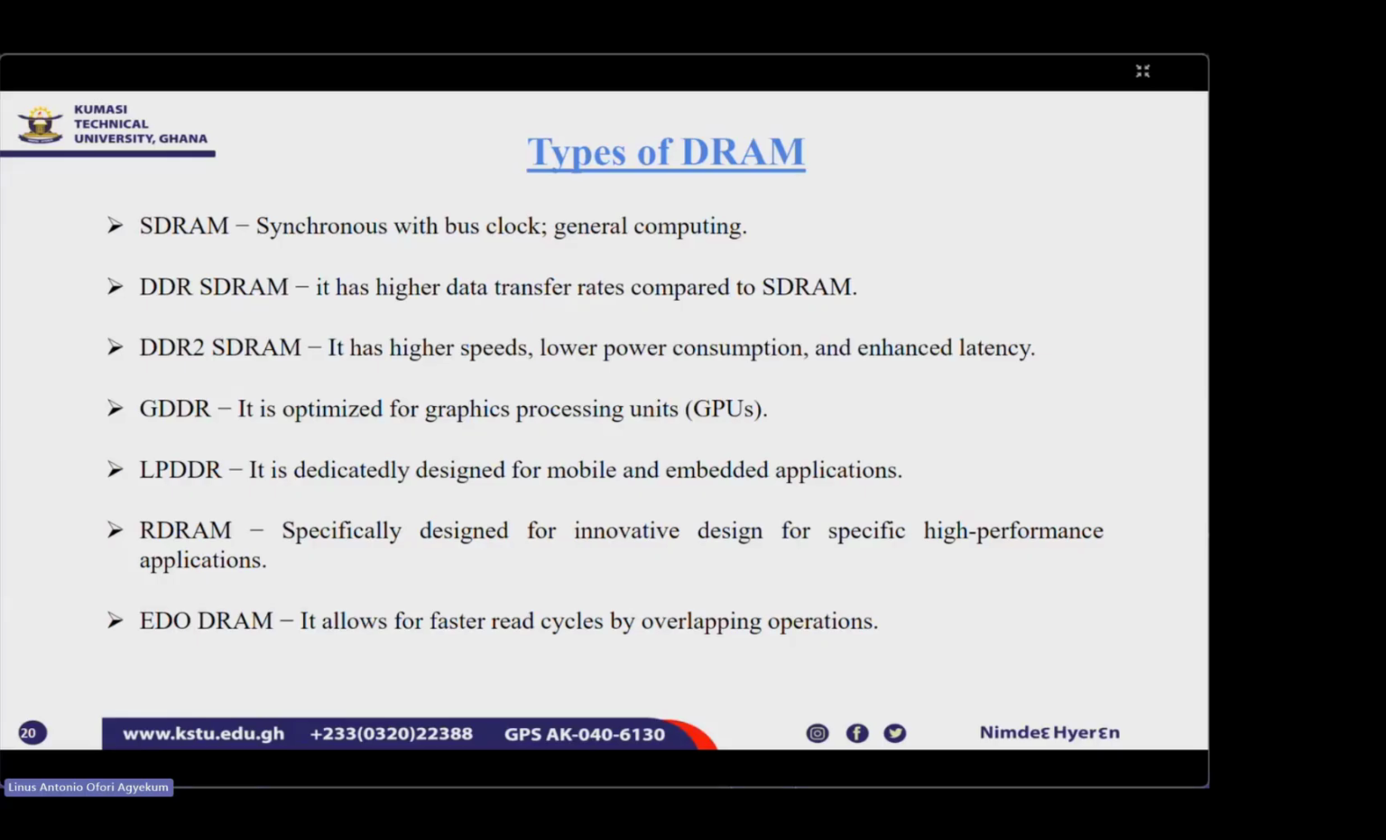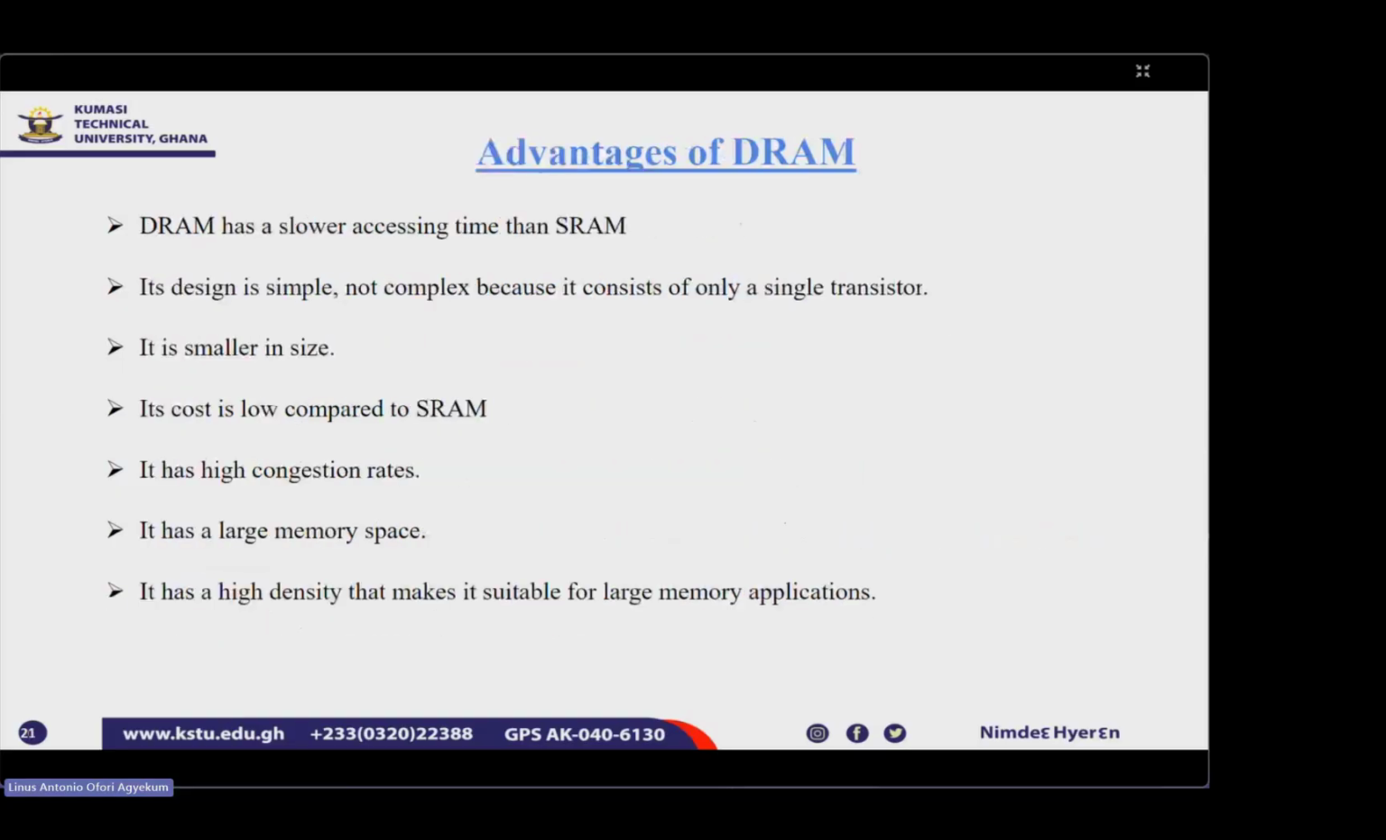Then we also have the EDO RAM, which allows for faster read cycles by performing overlapping operations. So these are the types of dynamic random access memory. Now let's look at the advantages of the dynamic random access memory. It has a slower accessing time compared to the SRAM.